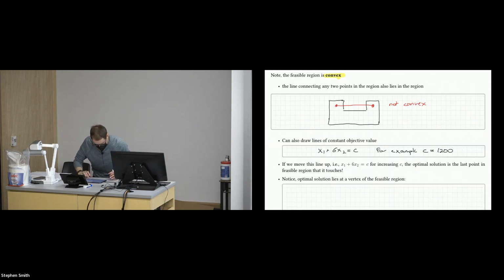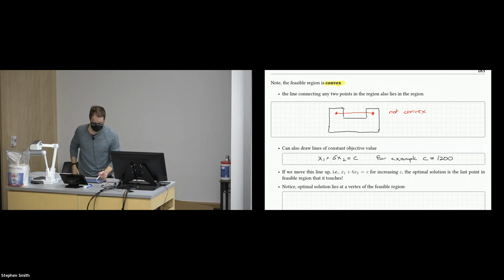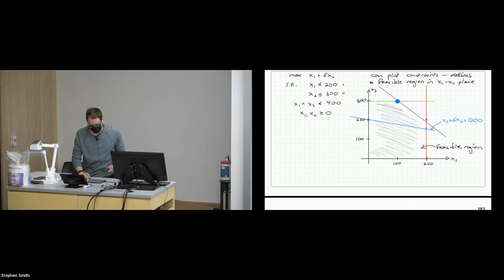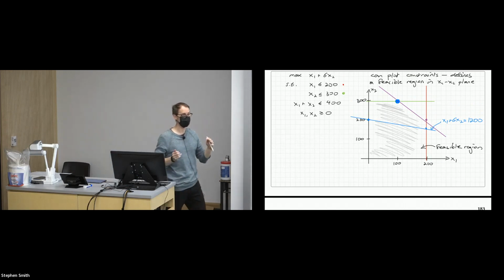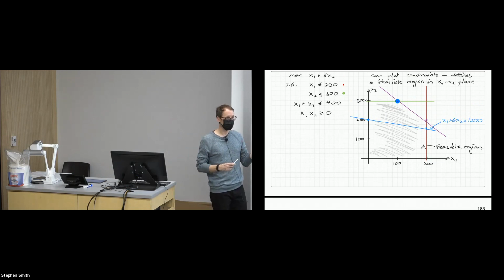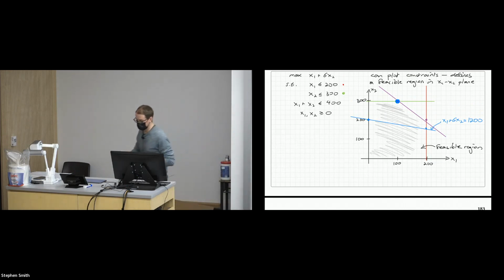So if we move this line up, i.e. x1 plus 6x2 equals a constant C for increasing C, the optimal solution is the last point in the feasible region that it touches. And you can see that in this case, it lies at what we'd call a vertex of the feasible region, right? Not on one of the edges, but at the vertex. And that's not just by chance. This is actually a property of linear programming: in general, the solution will lie at a vertex of the feasible region.